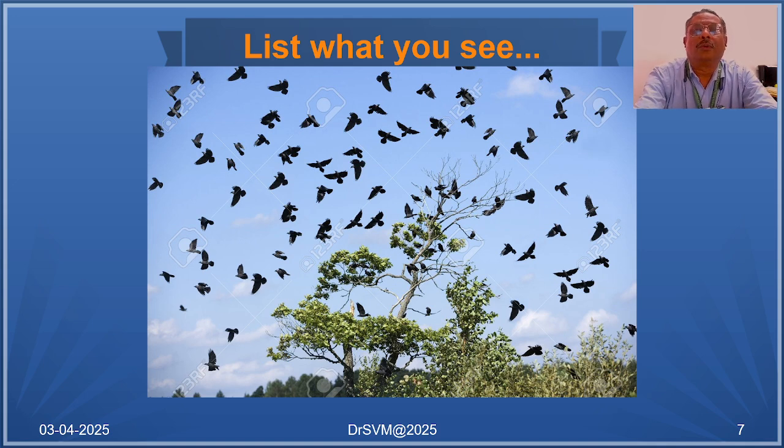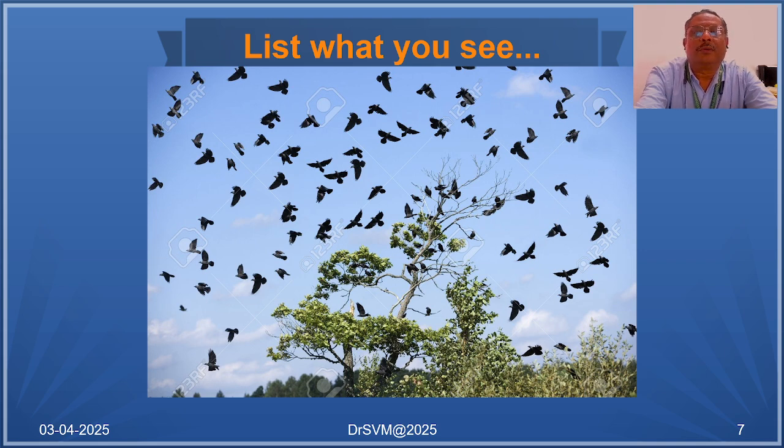So can you list what you see in this image? Yeah, we find trees, we find birds flying all around, and behind the birds we find a blue sky. In the sky we find some clouds. And over the picture here and there are some water markings. Yeah, maybe that's all I can see now.